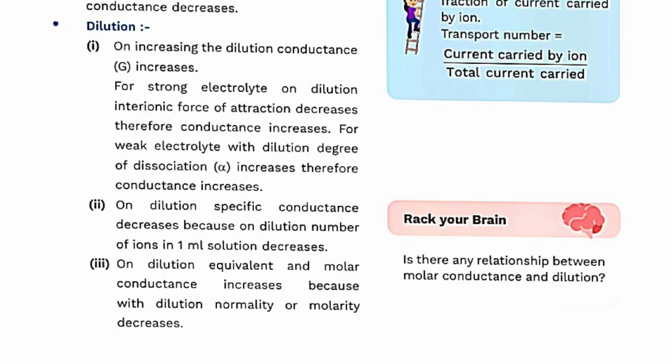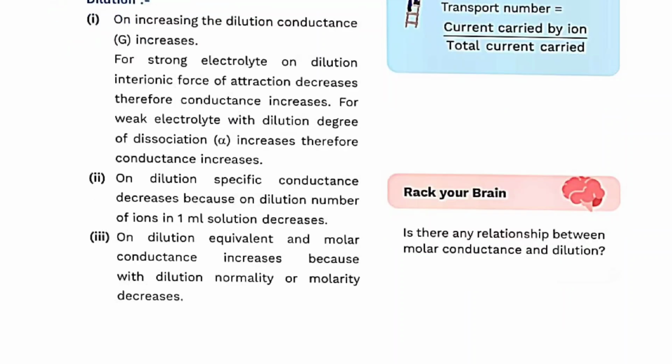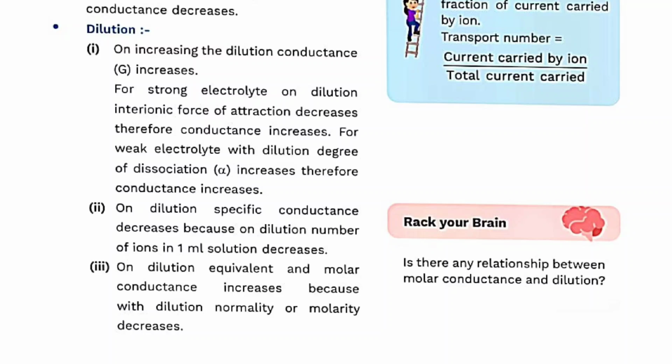So how does it affect? First of all, if I dilute a solution, what will happen? It will reduce ion concentration, meaning fewer ions per unit volume. Another effect is that conductivity decreases. Due to fewer charge carriers, there will be lesser conductivity. However, molar conductivity, what is molar conductivity? It is conductivity per mole of electrolyte. As is clear from the name, molar conductivity is conductivity per mole of electrolyte. That often increases with dilution.